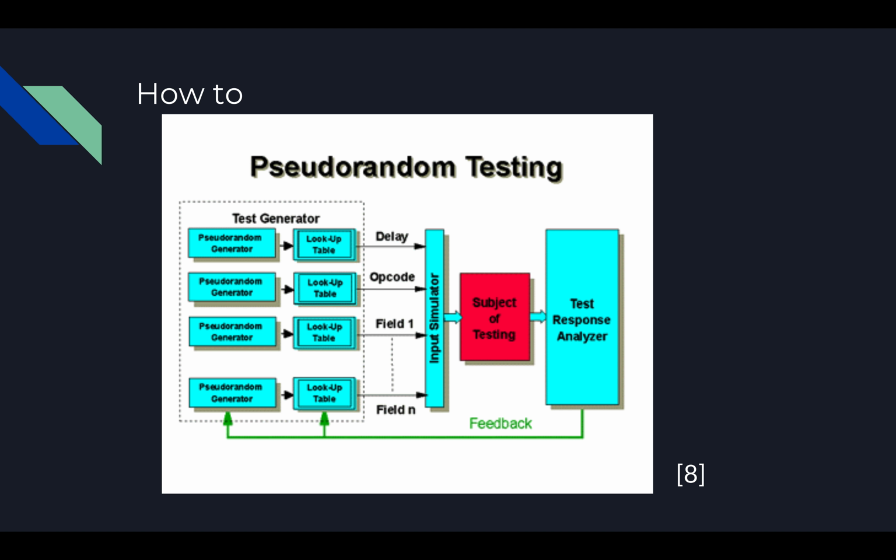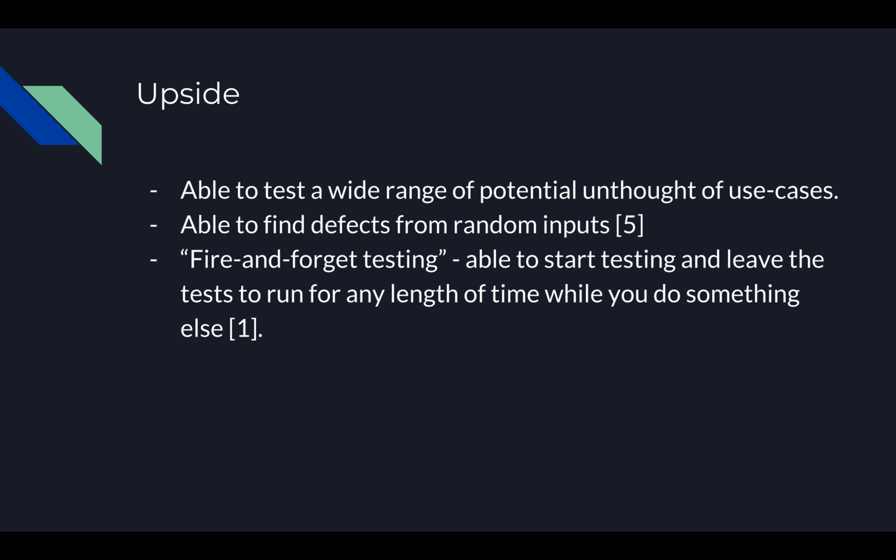Here's another visual explaining how it works. We have multiple pseudo-random generators putting their random seeds into a lookup table to generate random outputs. You could have delays, you could have inputs, you can have different fields, and then the input simulator will put all of that data into the inputs. Once you are done with all those inputs and the output has been generated, the test response analyzer will determine whether the outputs are what should be expected from those inputs. For example, if the software crashes, obviously something went wrong, in which case it will save all of the inputs that were put into the system.